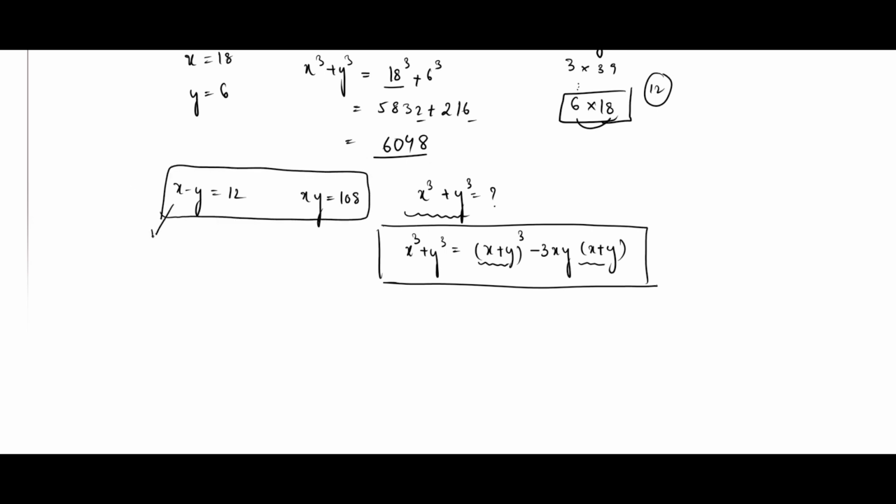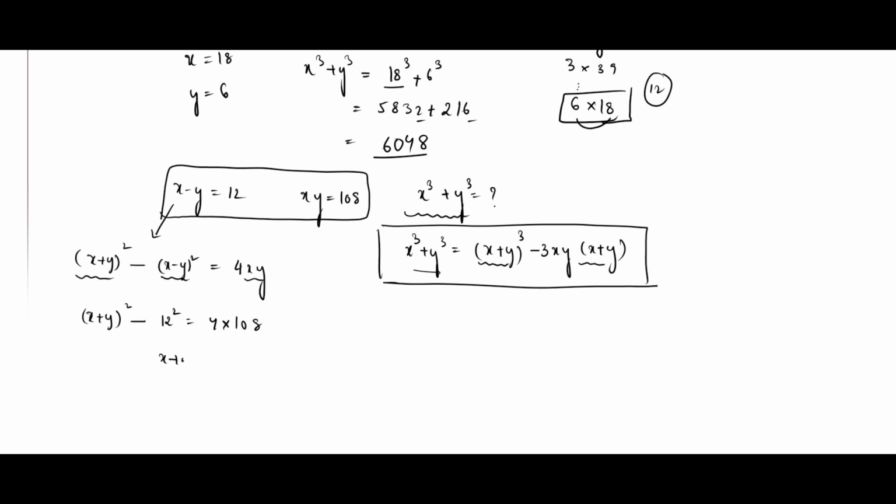So, we have a formula like x plus y whole square minus x minus y whole square equals 4xy. So, we need to find x plus y from here and we need to substitute in this formula. Okay, x plus y whole square minus x minus y, value is 12 square, equals 4 times xy, value is 108.